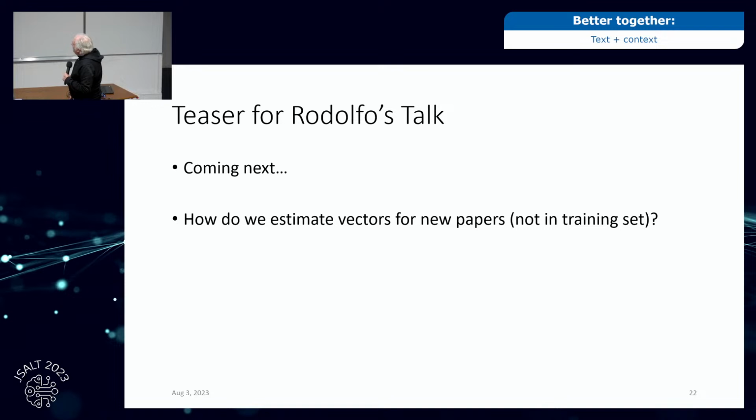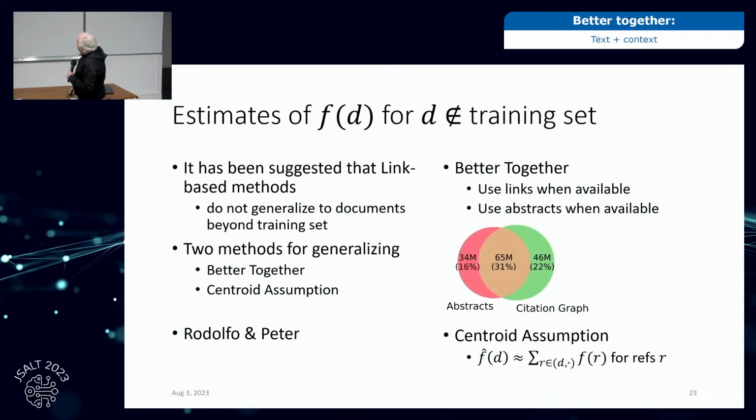Now, Rodolfo, who's coming soon, is going to talk about how we estimate vectors for new papers that are not in the training set. Let's say d is a document and f of d is a vector. How do I estimate f of d when I don't know what it is? One suggestion is you just can't do it. We've got 2 suggestions. One we'll call better together, and the other I'll call the centroid assumption. Better together is to use the links when you have them and use text when you don't. The centroid assumption is that if you don't know d, maybe you know the vectors for its references, and you can infer the document from its references.